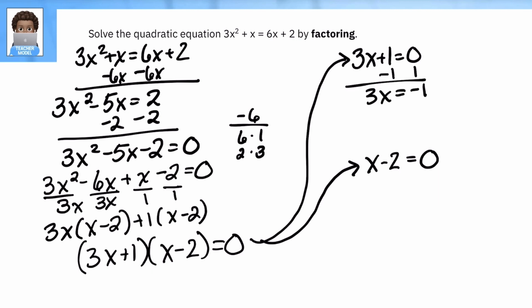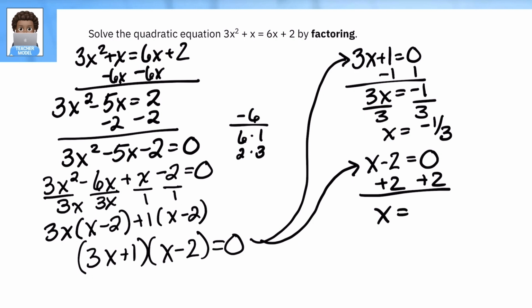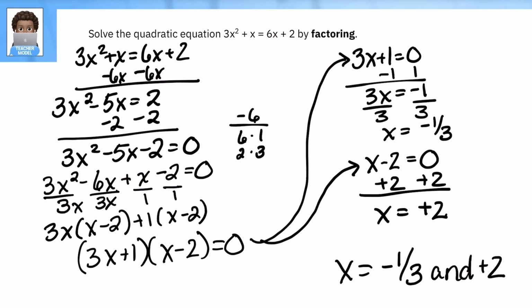So 3x is equal to negative 1. Divide by 3, x is equal to negative 1/3. And in this one over here, plus 2, x is equal to positive 2. So those are our 2 answers. I'm going to put them here on the bottom as well. And you can now hit pause and jot this down into your notes.